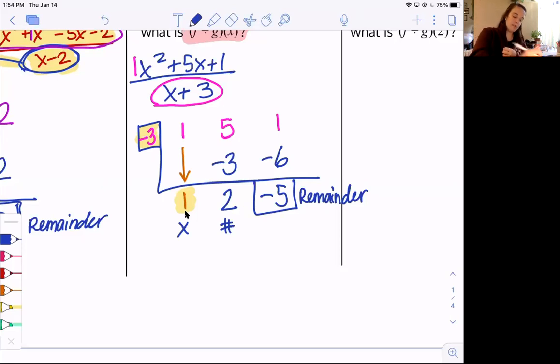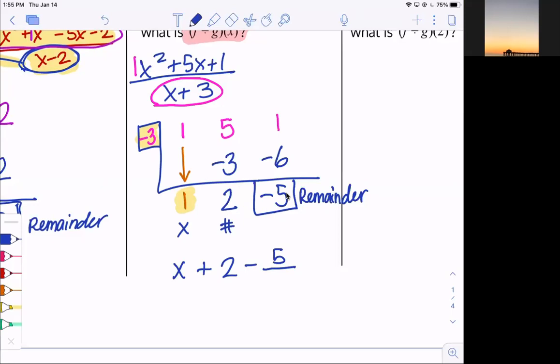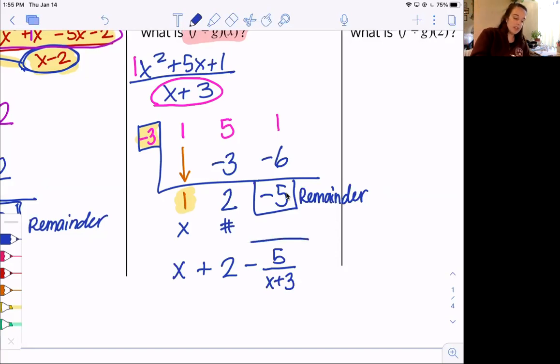All right, so here we have 1x plus 2, because this is positive. And then I have minus, because it's a negative, and it's 5. But since it's my remainder, it's over... and what are we going to put it over? x plus 3. Just like that. So this is my answer for this one.